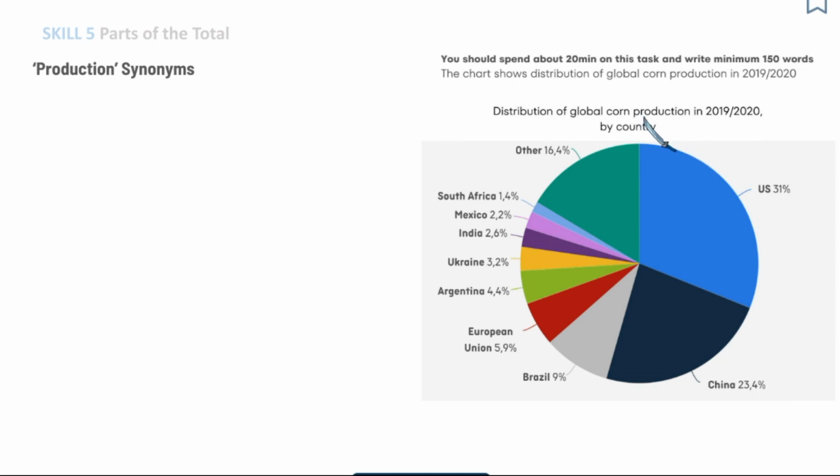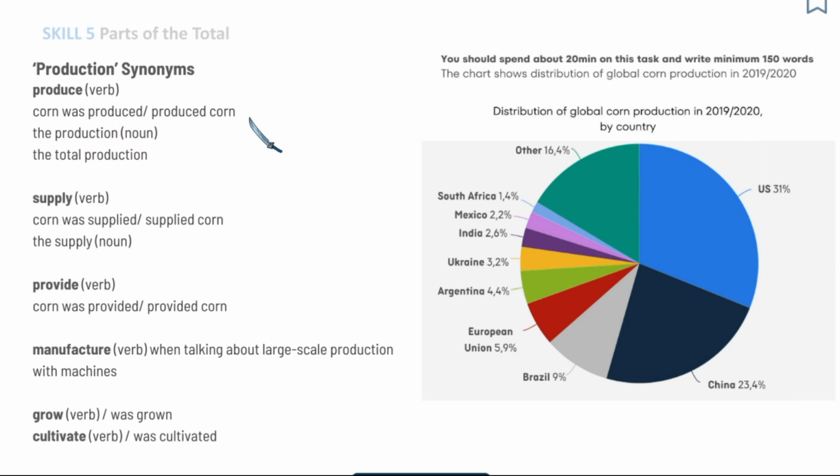The graph is about production of corn in this case. So let's talk about the synonyms of the word production. So first of all, there are several options of using the verb produce. We can say corn was produced or produced corn. We can also make a noun, the production, and we can, for example, say the total production. Okay. Another possible way, and actually the synonym of the word produce, is supply. So we can say corn was supplied or supplied corn. Again, we can use the word supply as a noun.